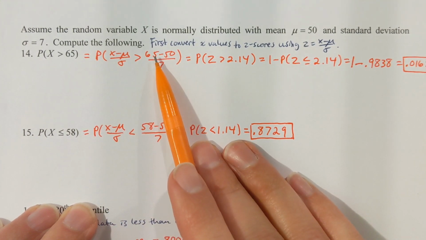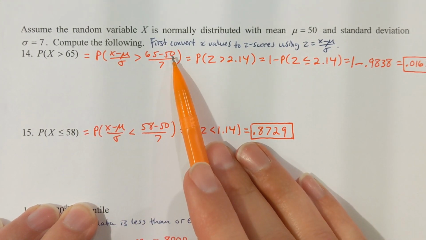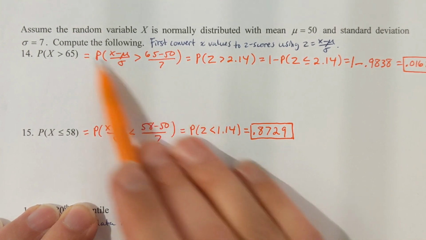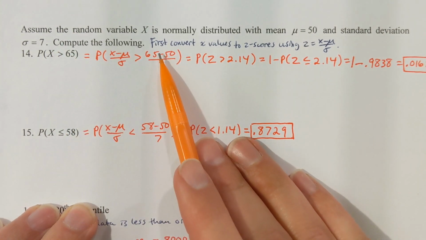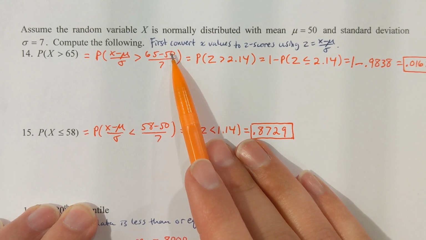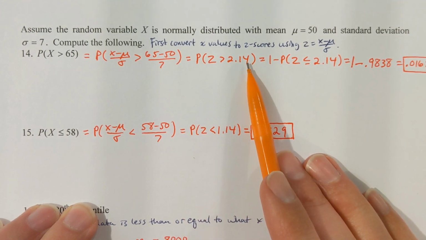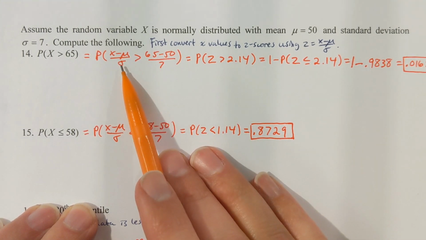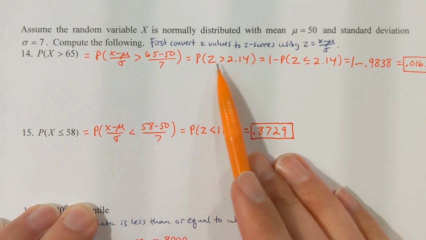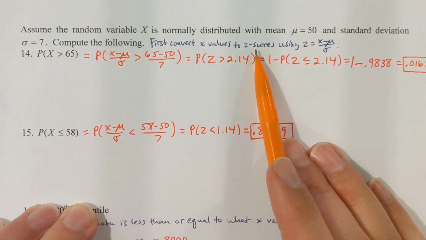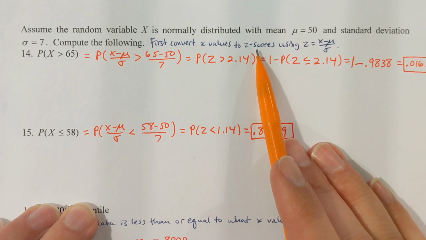65 is my x value. I'm going to subtract the mean, which is 50, and then divide by the standard deviation, which is 7. 65 minus 50 is 15. 15 divided by 7 would be 2.14 if you go to the nearest two digits. Remember, z-scores always go to the nearest two digits. X minus mu over sigma, that's what I'm calling z. So now I have changed the variable, and now the problem becomes like what we were doing before.